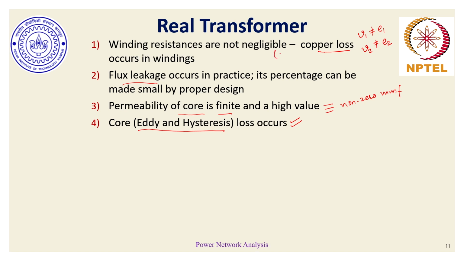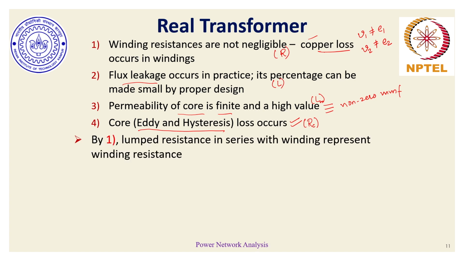So essentially, we need to have some resistance model incorporated here. Leakage flux happens, that means some form of leakage inductance also needs to be incorporated. Permeability of the core is not infinite, so we also need some form of inductive representation to showcase the permeability of the non-ideal core. And similar to copper loss, if core loss exists, then there also needs to be a representation for RC, the equivalent resistance for core losses. So that's the summary present over here.